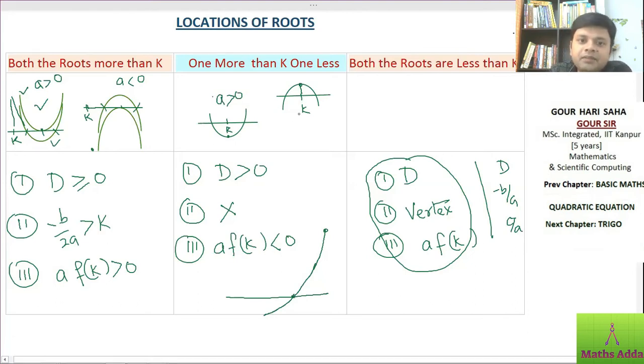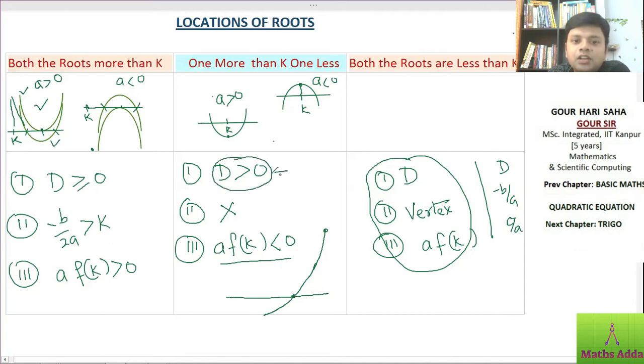Clear? Same way here, a less than 0. This means graph is somewhere here from minus infinity. Then it says at k it is positive. This means it will be crossing x-axis to become negative to positive, right? This means somewhere it will be 0. Again it will have roots. So if a into fk is less than 0, it will certainly have roots. So there is no need to make this d greater than 0.